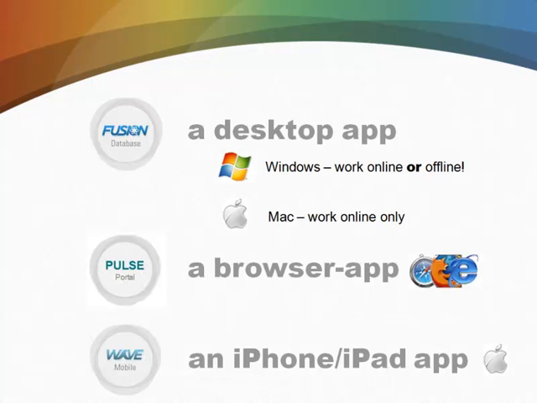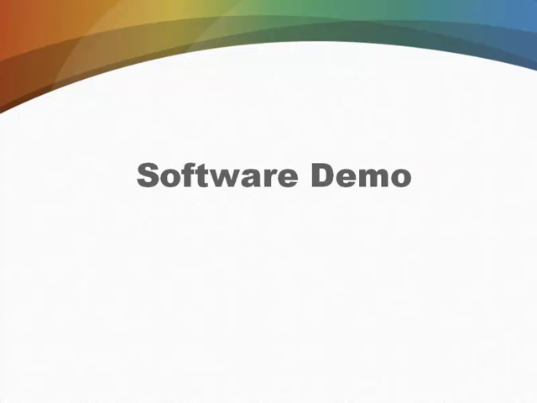AMP Fusion is a desktop-based app, so you do install it on either Windows or a Mac. With AMP Pulse, it is a browser-based app, so you can use any major web browser. And then AMP Wave is a mobile app really directed at the iPhone and the iPad platform. So let me show you real quickly how each of these work.